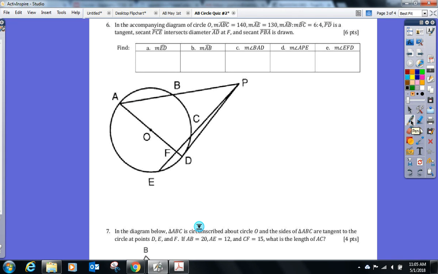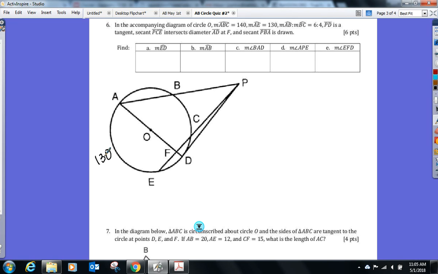Arc AD is 140, arc AE is 130. AB to BC is 6 to 4, so I can put 6x and 4x there. I'm asking everybody, what was the measure of arc ABC? 140 degrees. And what do I have on arcs AB and BC right now? 6x and 4x, so they add up to 10x. And what was the measure of arc ABC? 140. So there's the equation I could start with.